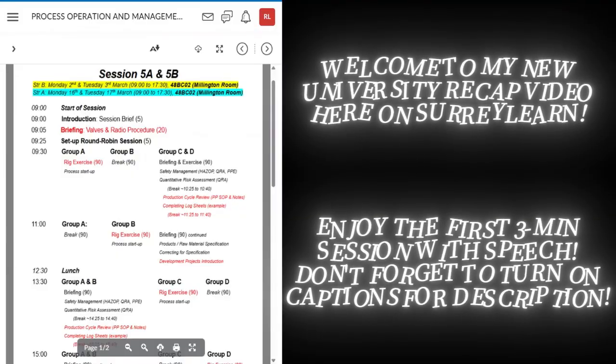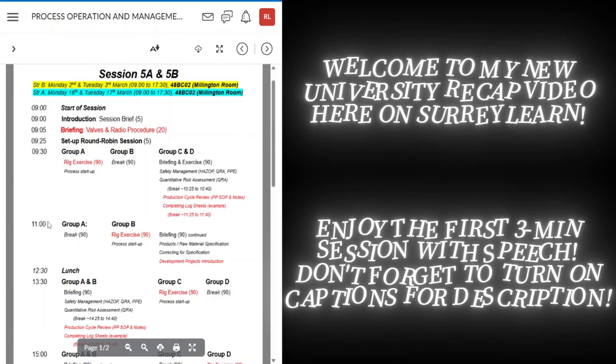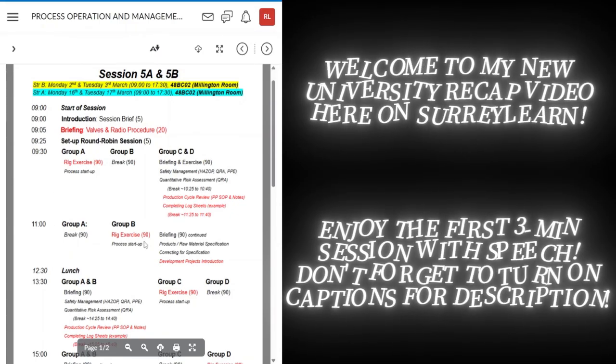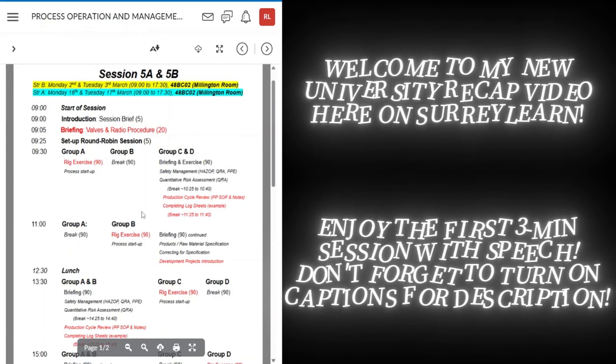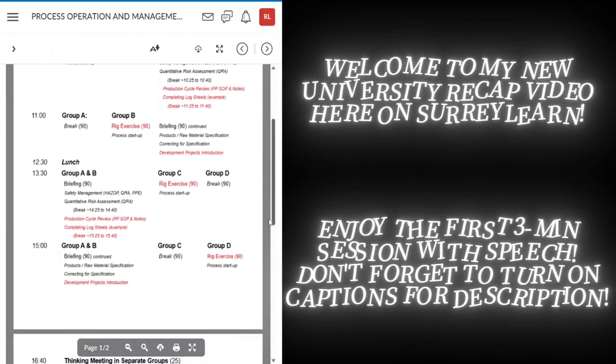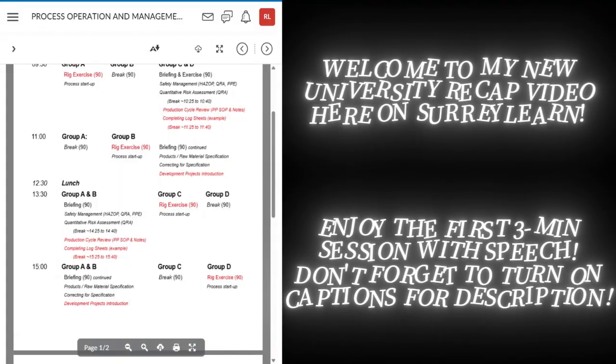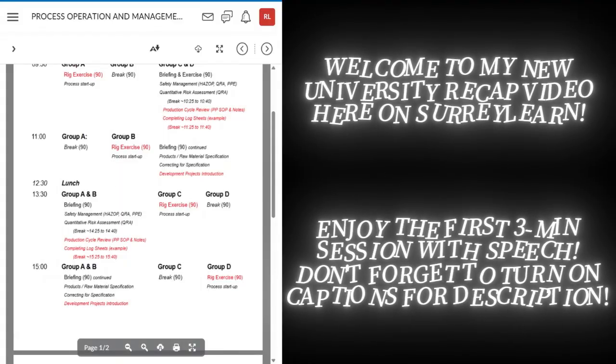Here they are. Group B had a 90-minute break at 9:30, returning at 11 for the rig exercise, another 90 minutes, although we typically manage to finish several minutes early. And then a lunch break, 1 hour until 13:30. Then groups A and B return for a 90-minute briefing.